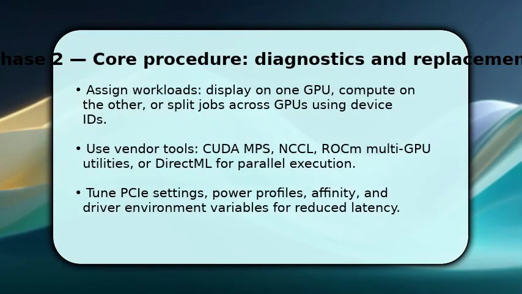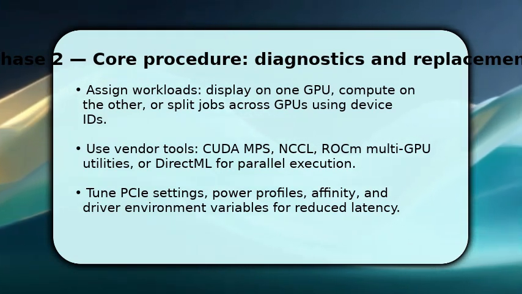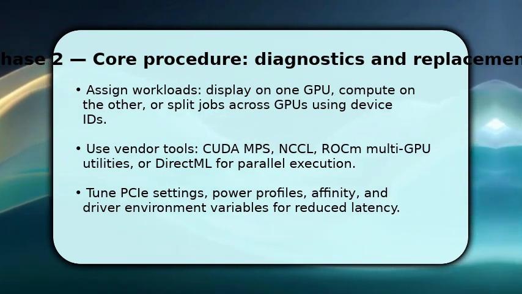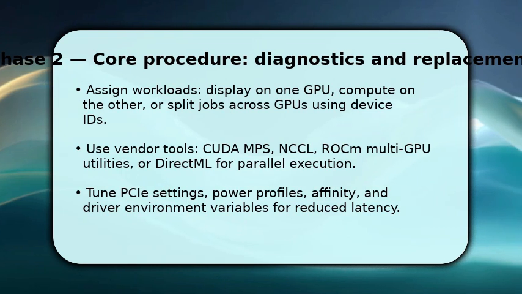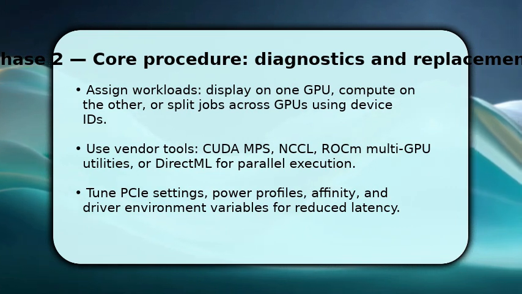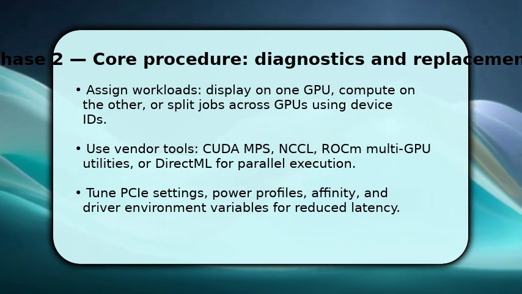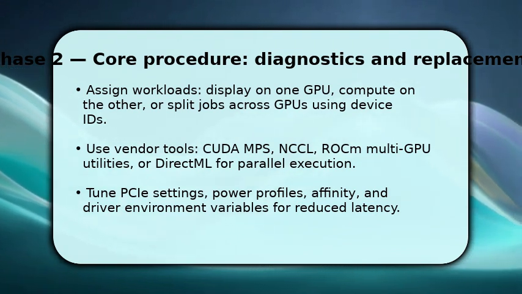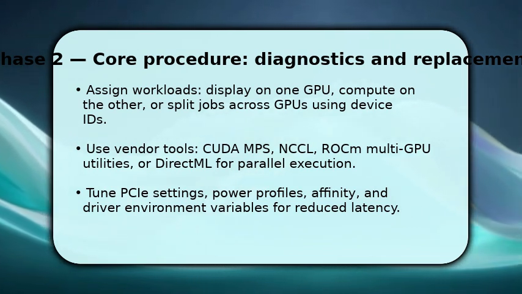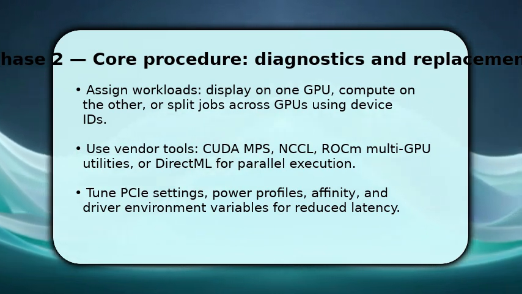You now configure the software stack for dual GPU use. Set environment variables or runtime flags to target specific device IDs, and enable multiprocess services like CUDA MPS or ROCm agents when running concurrent jobs. Make sure inter-GPU communication uses optimized libraries such as NCCL for collective ops. Also tune PCIe slot settings and power limits to prevent throttling, and pin threads or processes to GPUs to reduce context switch overhead. Verify behavior with small test kernels before scaling up.